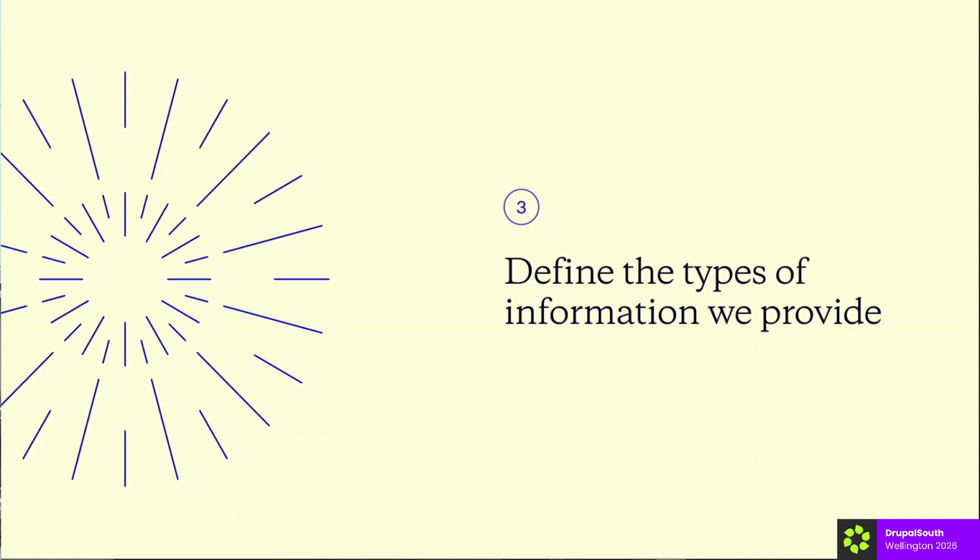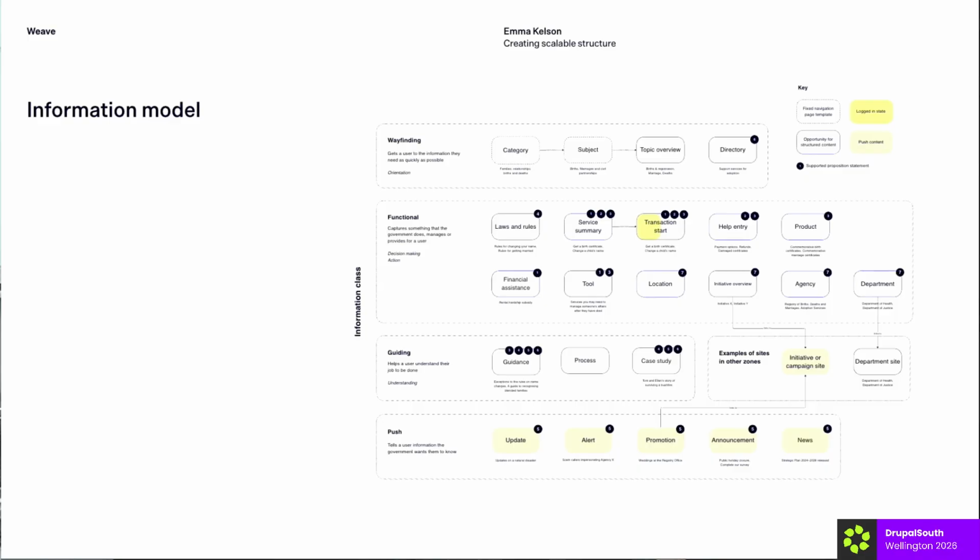So we used an object-oriented UX approach to identify information patterns that were grounded in intent and meaning to users, rather than basing them on page layout. So we codified these in an information model that defined the different types of information on the website.